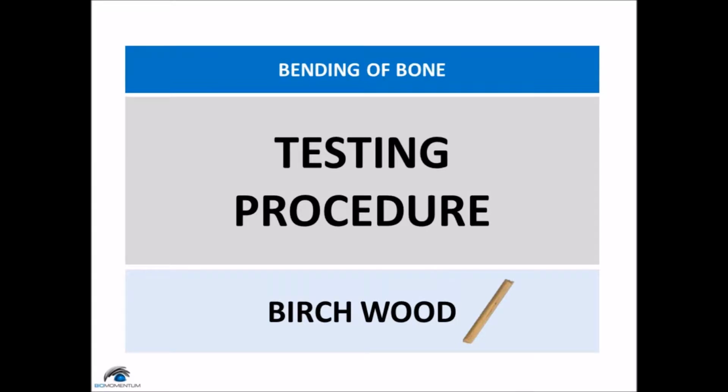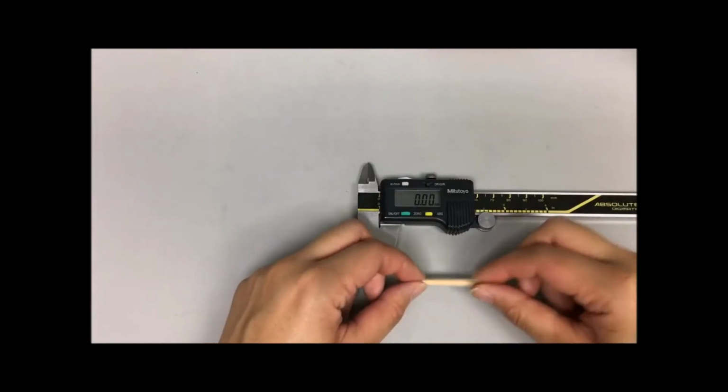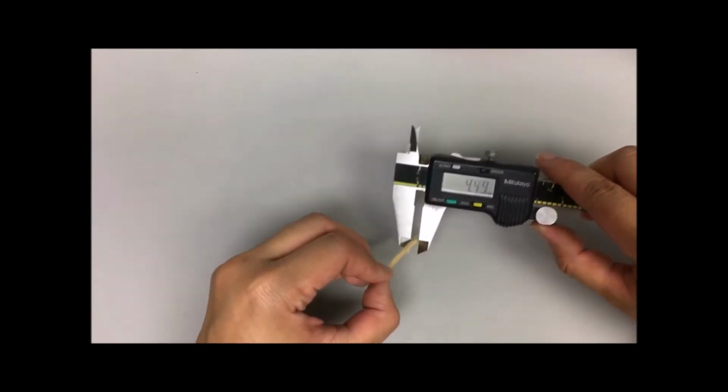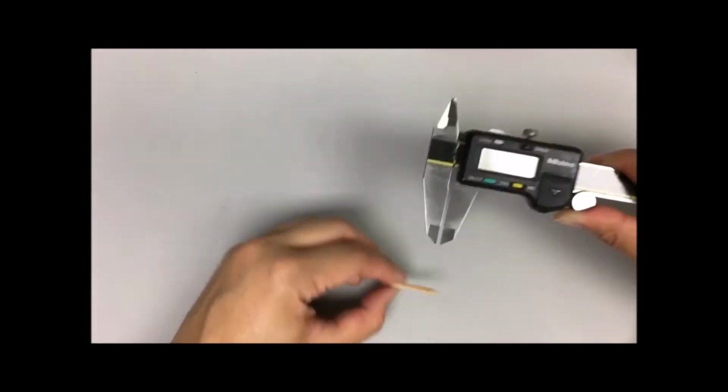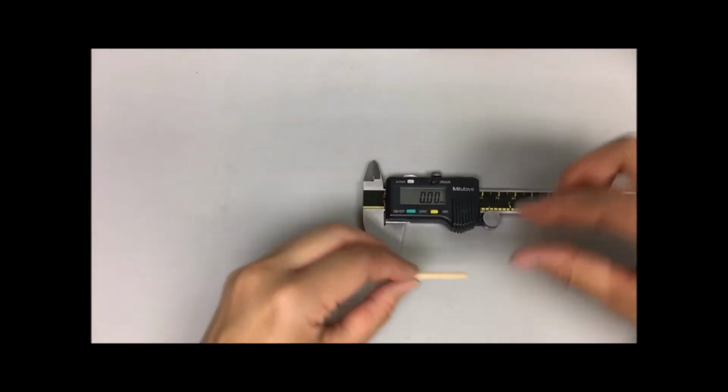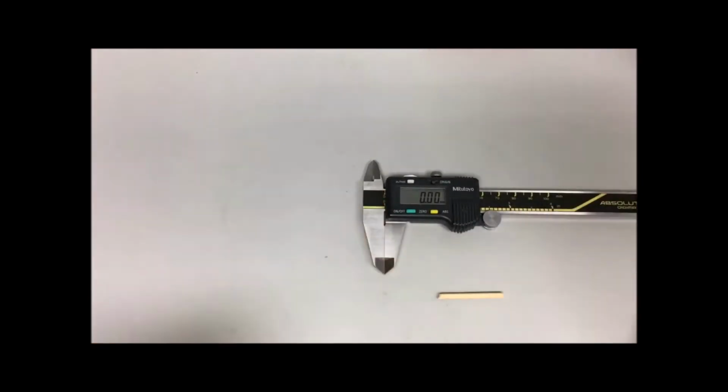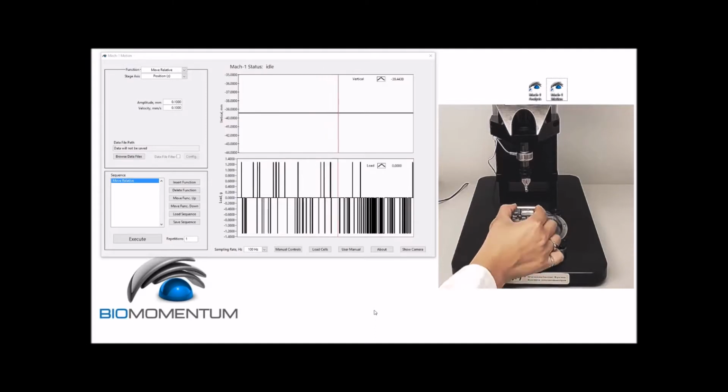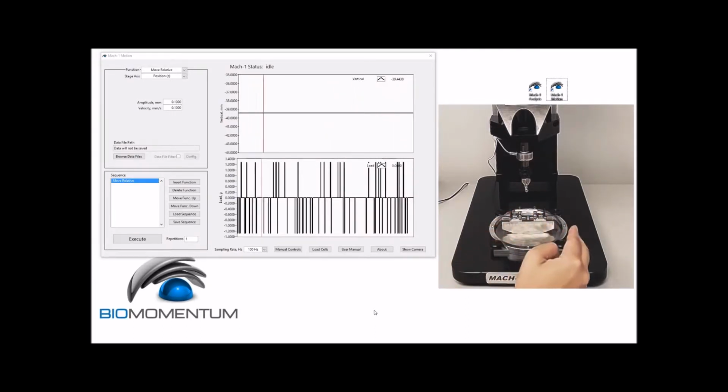And now, the testing procedure for the wood sample. Using a caliper, measure the sample diameter at its middle, where the loading pin will be applied, and report the value. Then place the wood sample on the supporting pins to estimate the span.